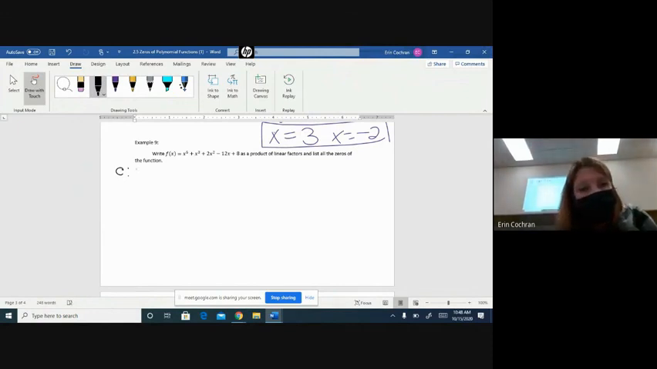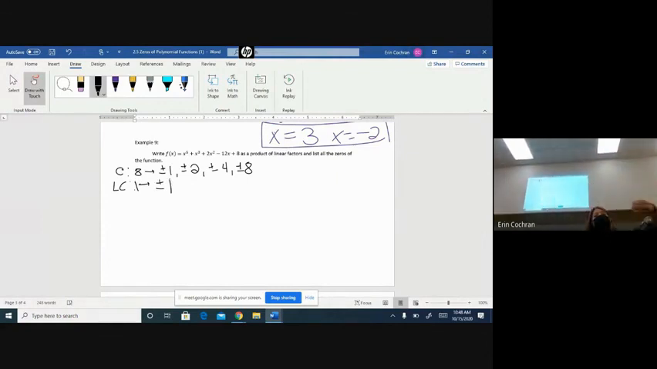8. What are my factors of 8? Plus or minus 1, plus or minus 2, plus or minus 4, and plus or minus 8. What's my leading coefficient? 1, so the only factor is 1. So if I take the constant divided by my leading coefficient, aren't my possible zeros just my constant? Yeah, because 1 divided by 1 is 1, 2 divided by 1 is 2, 4 divided by 1 is 4, 8 divided by 1 is 8. So those are going to be my possible zeros.